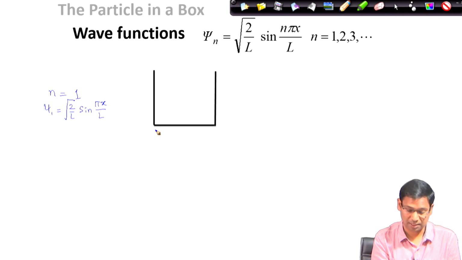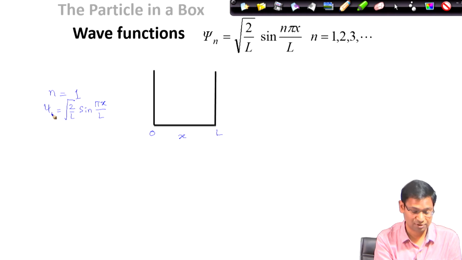So, this is my particle in a box, goes from 0 to L, this is my x axis. You can see when I have x equals 0, the wave function psi 1 of x is 0. This is sin 0, the wave function is 0 over here. When x is L, this becomes sin pi, again 0. So, at the two boundary regions, the wave function is 0.